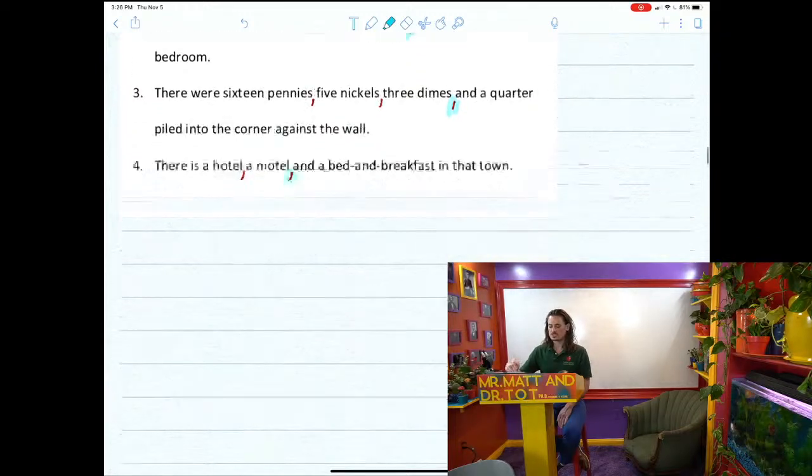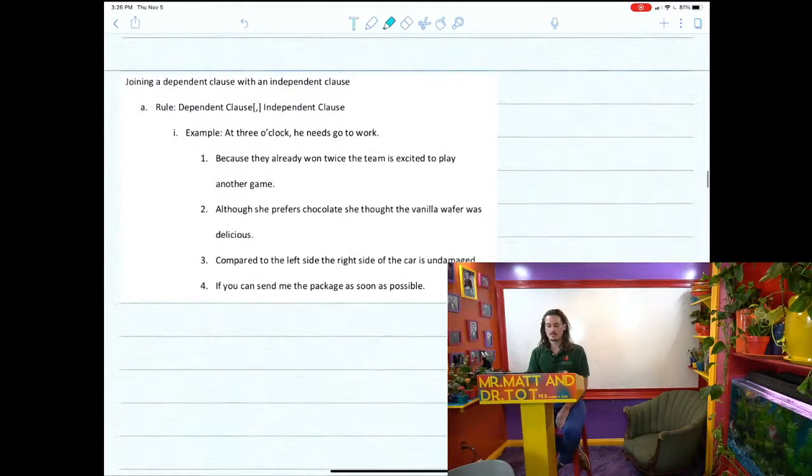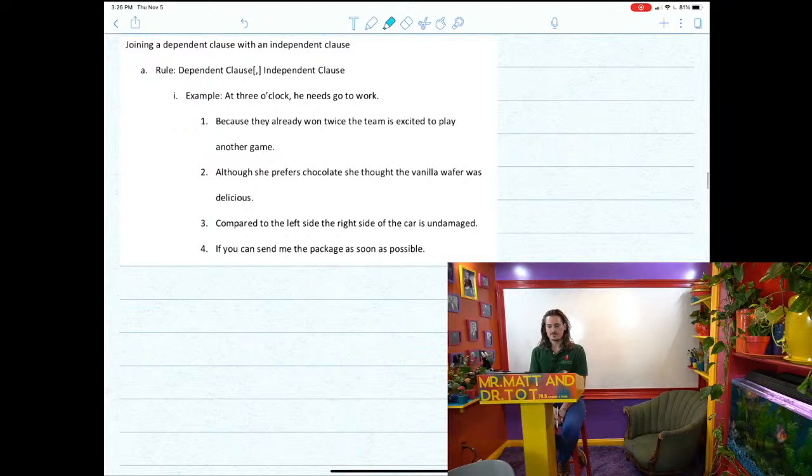If you have any questions, then please let me know. Let's look at the second rule now. And we're going to look at when we can join a dependent clause with an independent clause.